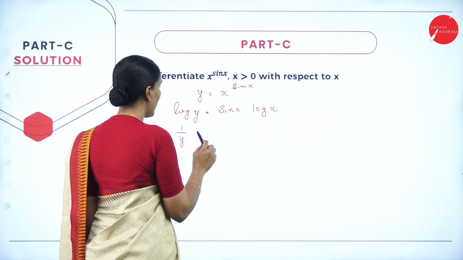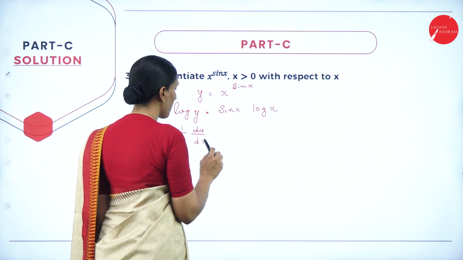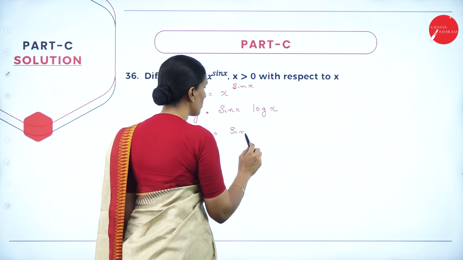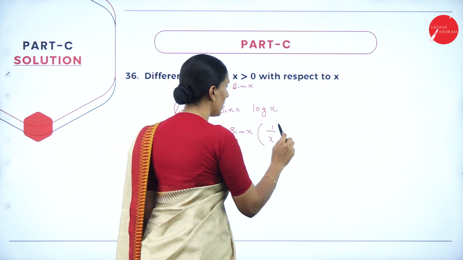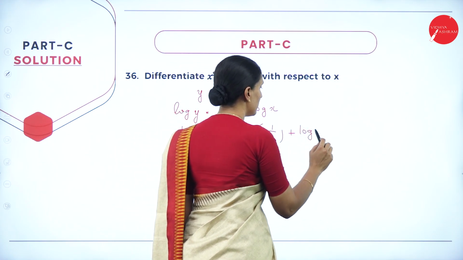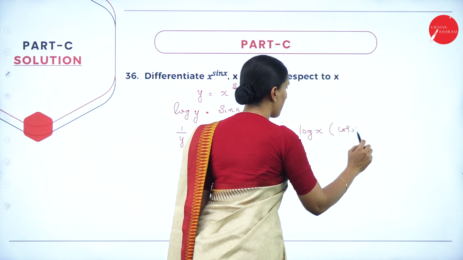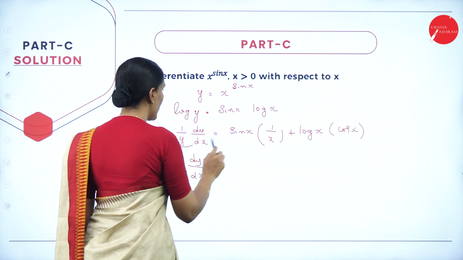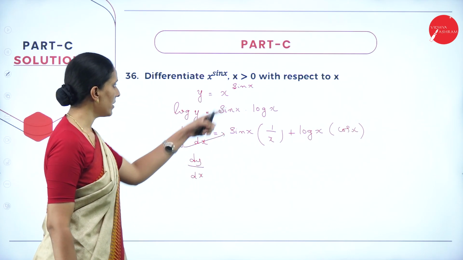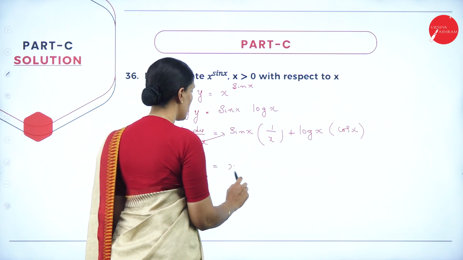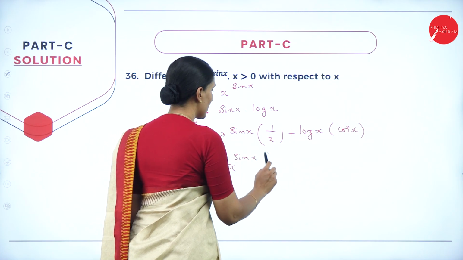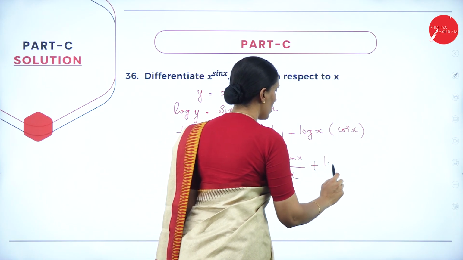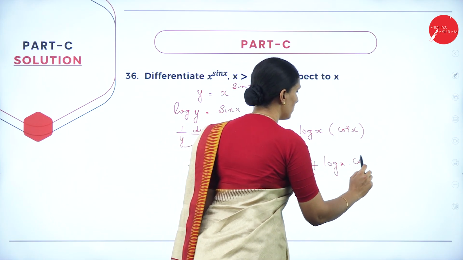So, we get here 1 by y dy by dx. We have a product here. So, let's apply the product rule. First function, derivative of the second, plus second function, derivative of the first. Now, clearly dy by dx, this y can be shifted here and y is x to the power sin x. So, this is x to the power sin x into (sin x divided by x plus log x into cos x).